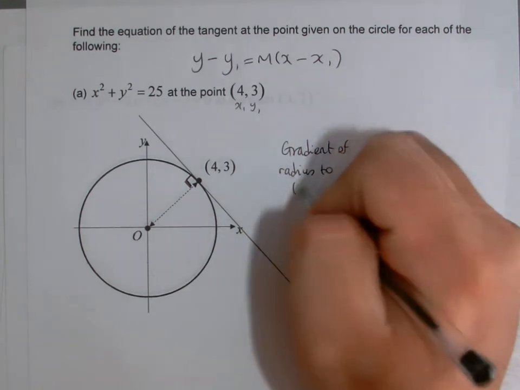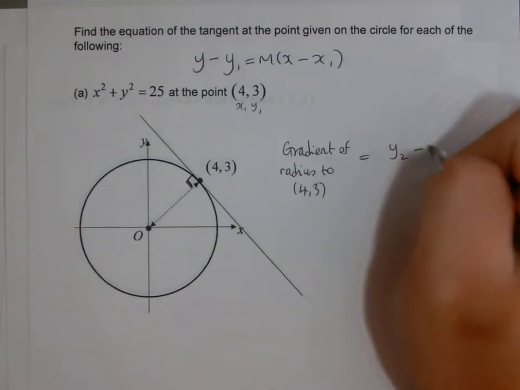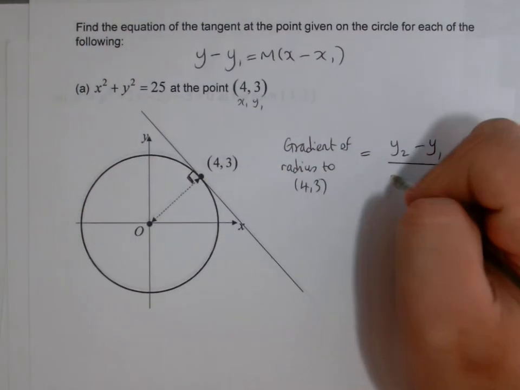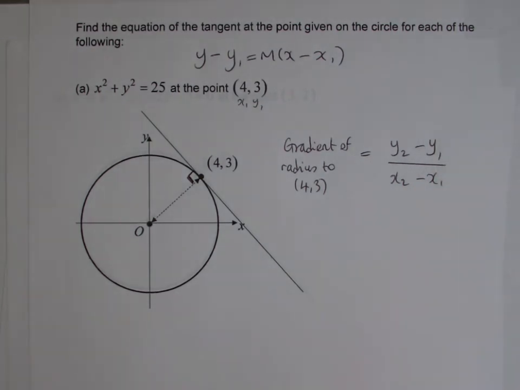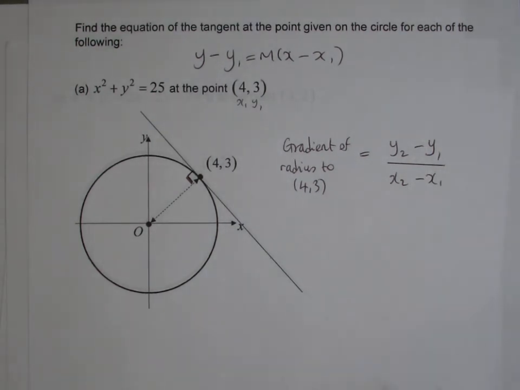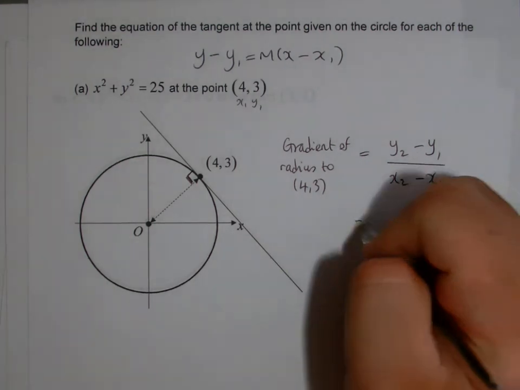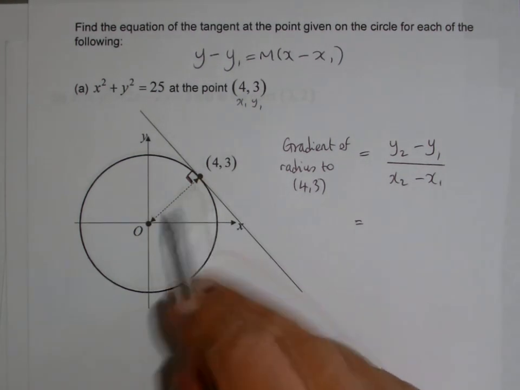Well, if you remember the formula for gradient, it is y2 minus y1, all over x2 take away x1. So the difference in y's divided by the difference in x's. You might have remembered from GCSE, it's like the rise divided by the step. So the difference in y's is like the rise, isn't it? How much it's increased by, and the step across is the difference in x's there. So we're going to do that. We're going to have these 2 points here to work out the gradient of the radius to 4, 3.